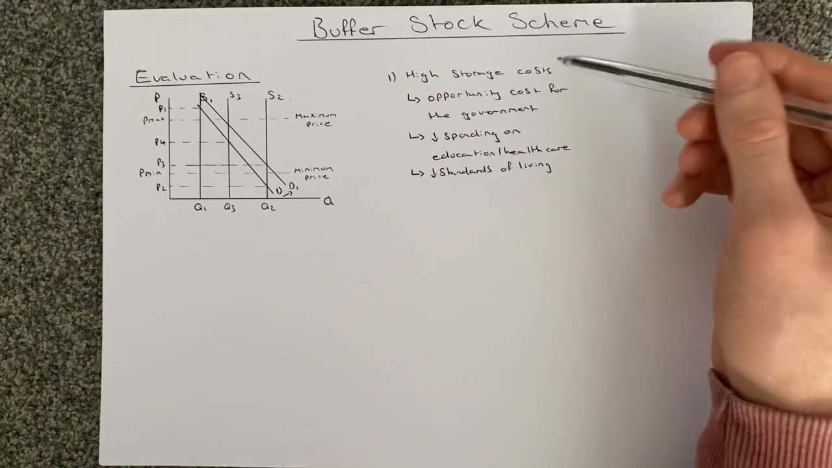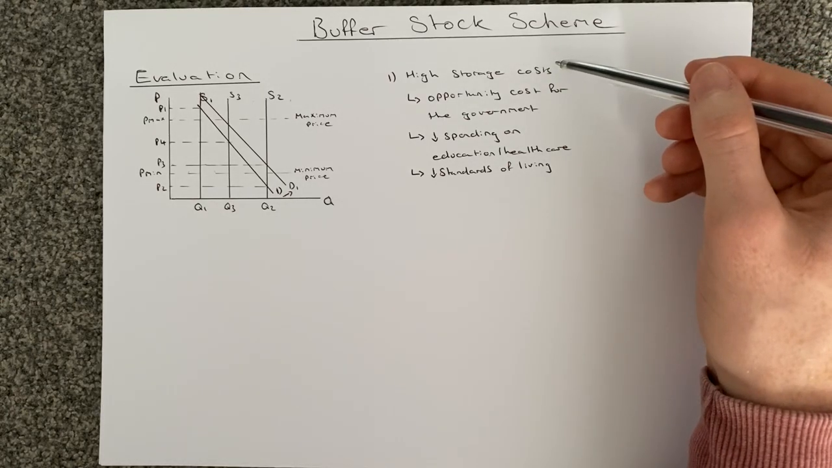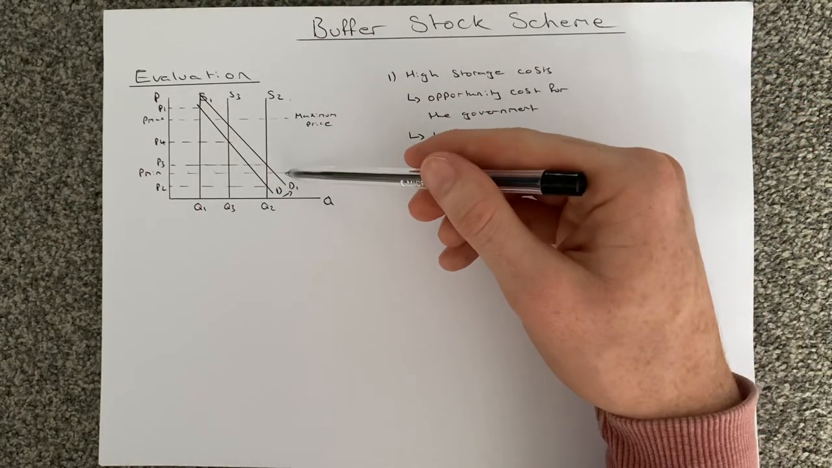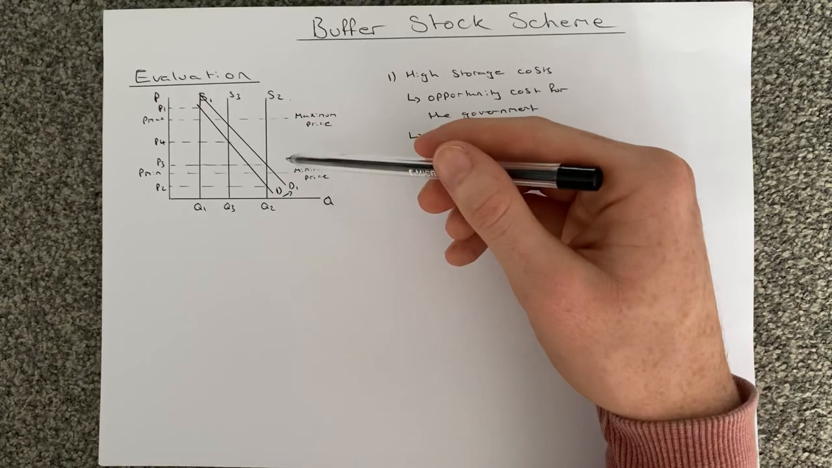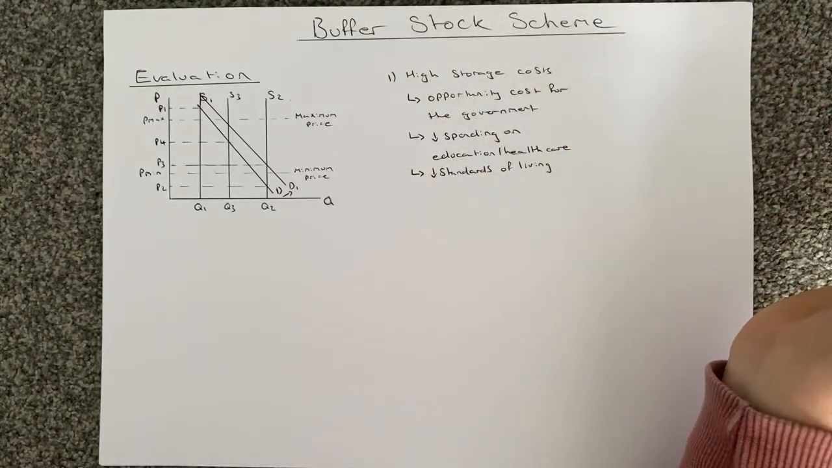It's really important at the start that we explain why there's high storage cost. And as I explained, there are high storage costs because the government buys up the stock. They keep hold of it until it is needed to be released onto the market. So there are high storage costs there.